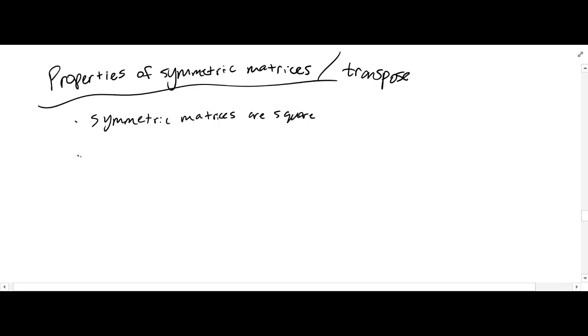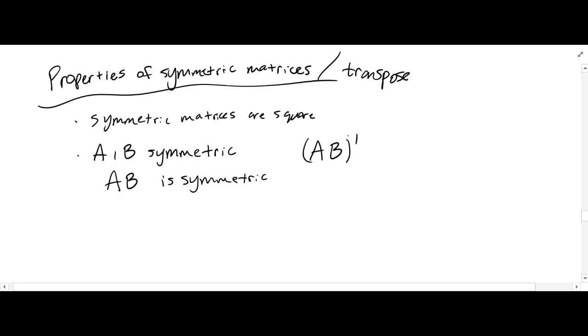Symmetric matrices are square. If A and B are symmetric, then A times B is symmetric? Because if you transpose AB, then that's B transpose A transpose. But since B and A are symmetric, this is BA, which is not AB.